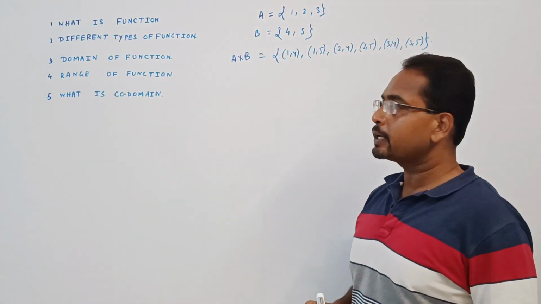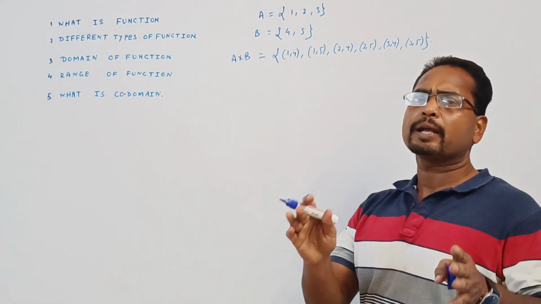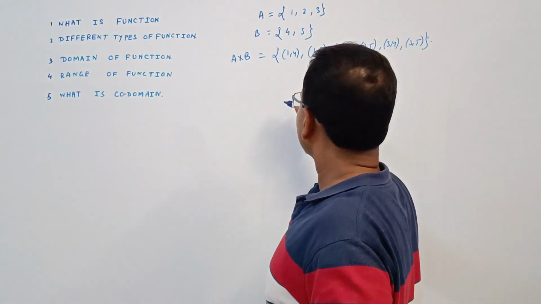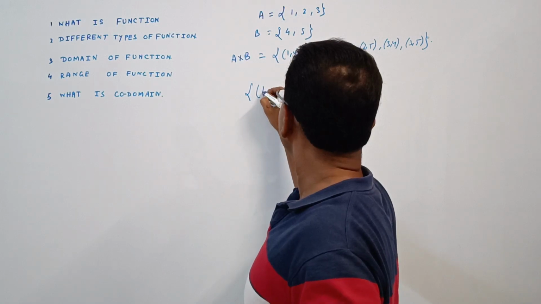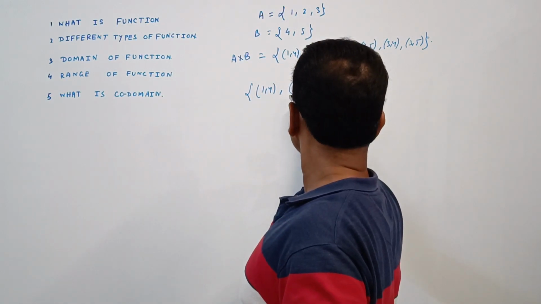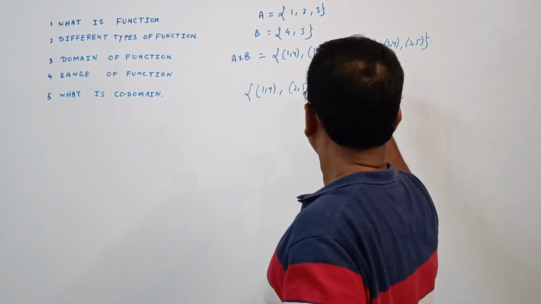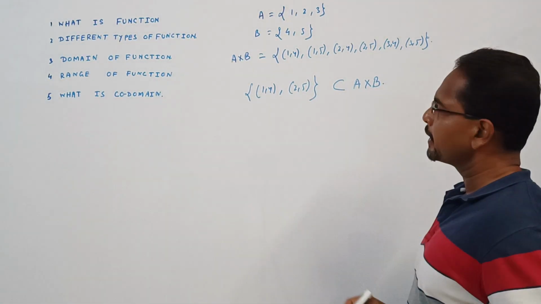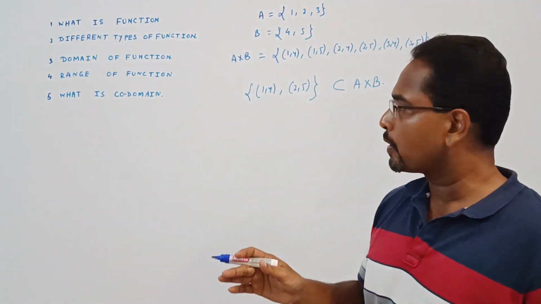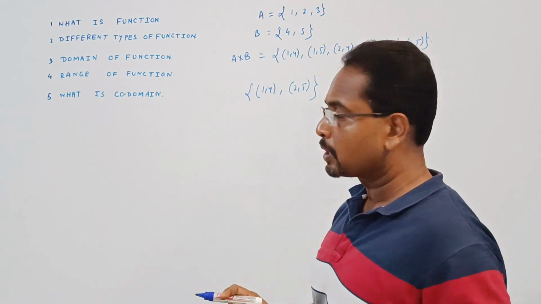Now from the cross product of these two sets A and B, we are going to make a subset. Suppose the subset is formed by taking the elements (1, 4) and (2, 5). So it is a subset of A cross B. Now if I want to represent this subset in an arrow diagram, what is an arrow diagrammatic representation? I will show you here. It's called an arrow diagram.